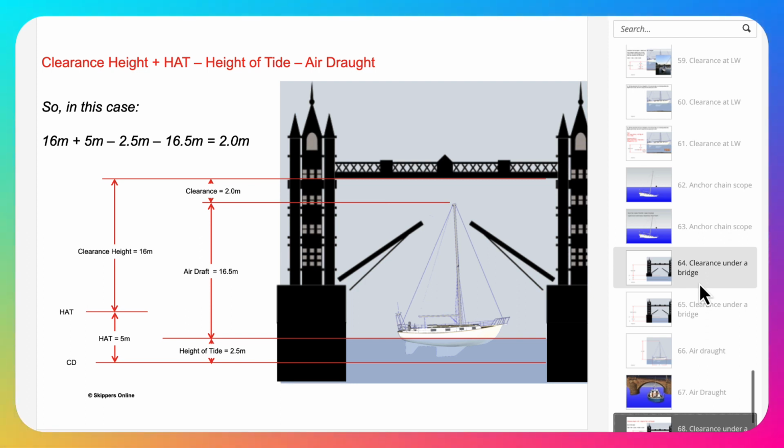Your clearance under a bridge is therefore calculated as clearance height plus highest astronomical tide minus height of tide minus air draft. So in this case, 16 meters plus 5 meters minus 2.5 meters minus 16.5 meters equals 2 meters.